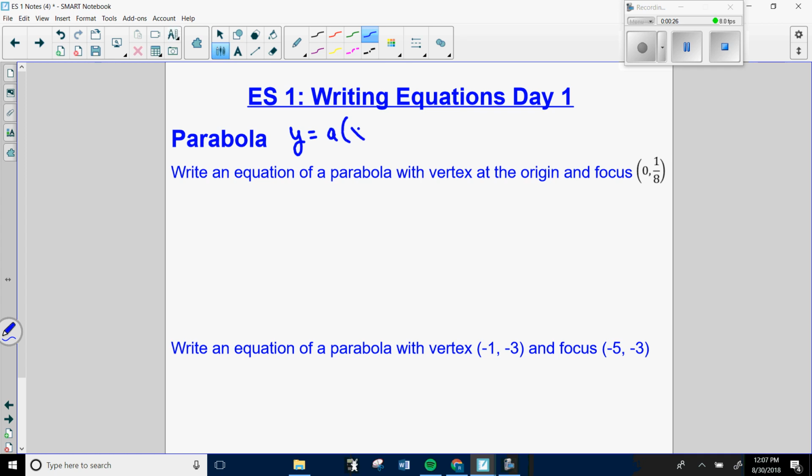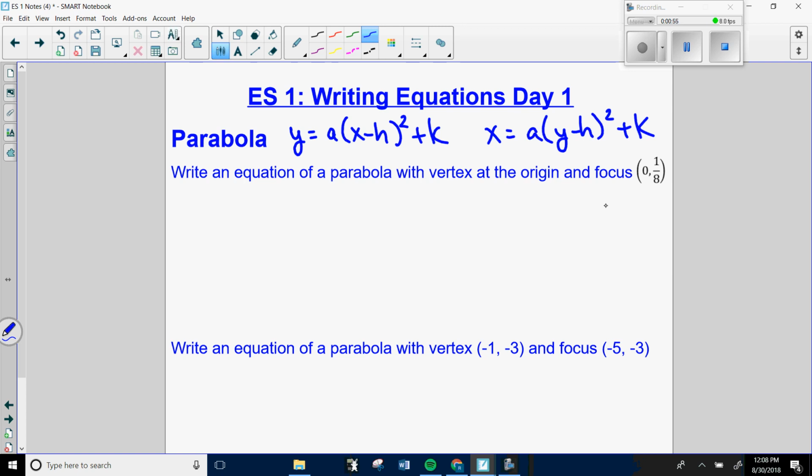a(x minus h) quantity squared plus k, or it's going to be x equals a(y minus h) quantity squared plus k. Those are the two standard forms of your parabola. Okay, so what we're going to do today is look at how to write an equation from given information. It says write an equation of a parabola with a vertex at the origin and the focus at (0, 1/8).